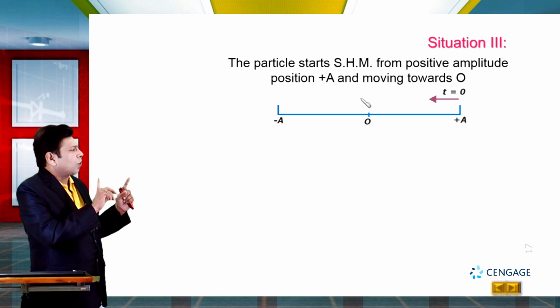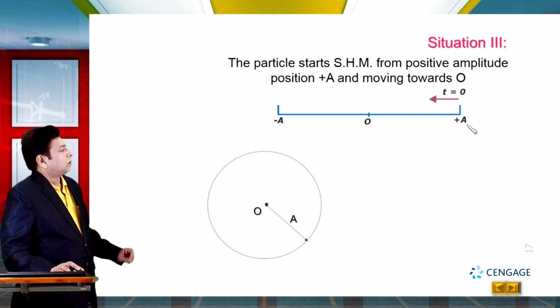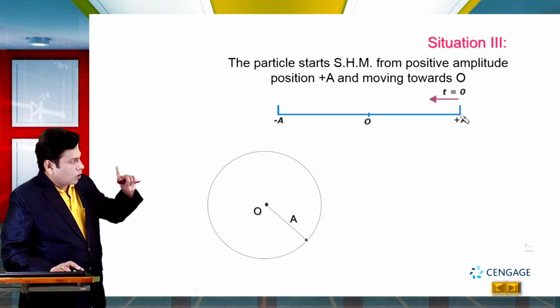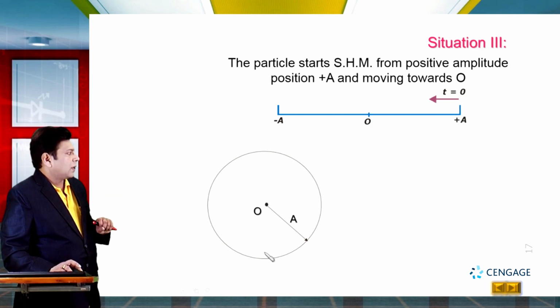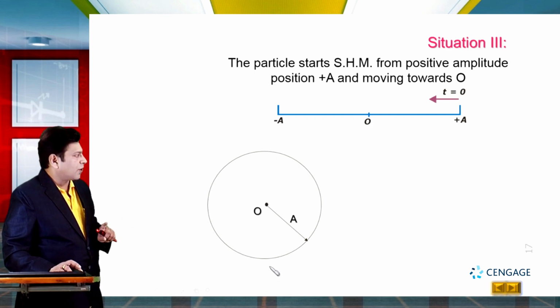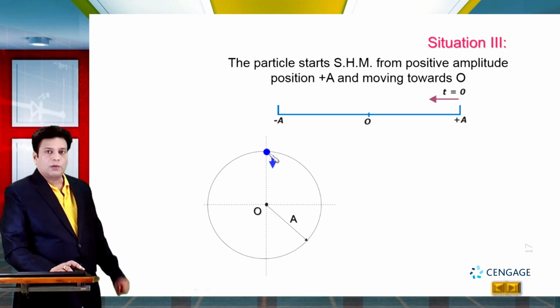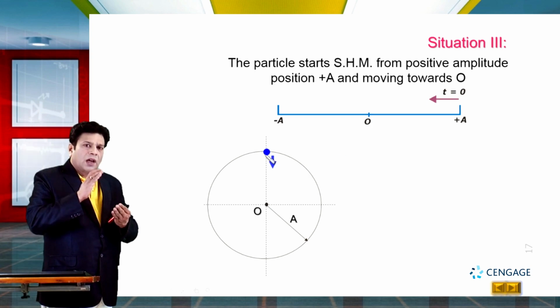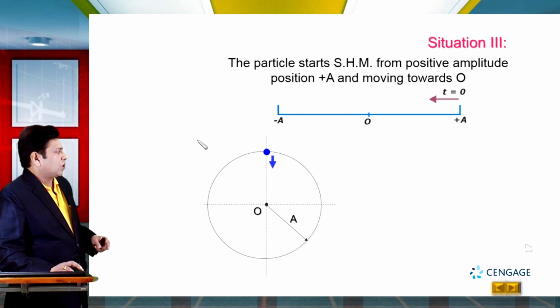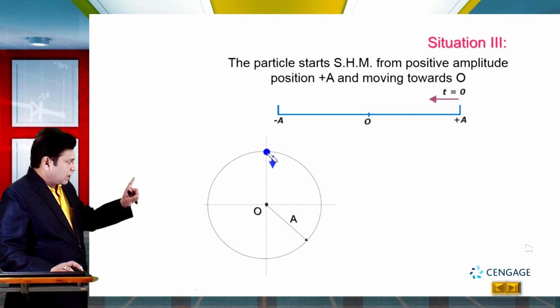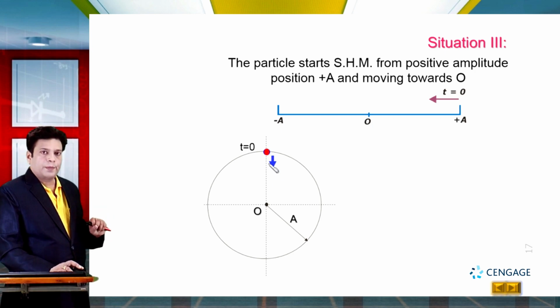We need to draw a circle of radius capital A. Now you know at t equal to 0, the particle is located at the positive amplitude plus A position. So in the circle, the top position will be the positive amplitude plus A, and the bottom position is the negative amplitude minus A. So this is the initial position. In this situation, the corresponding position of the point on the circle will coincide with the initial position of the oscillating particle. So here is the position of the particle on the circle.